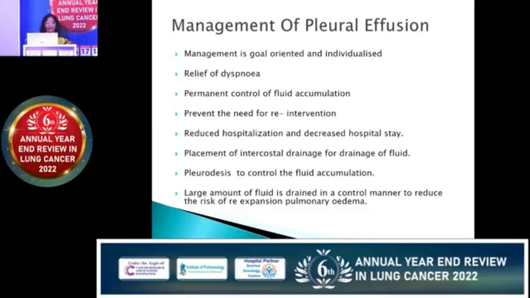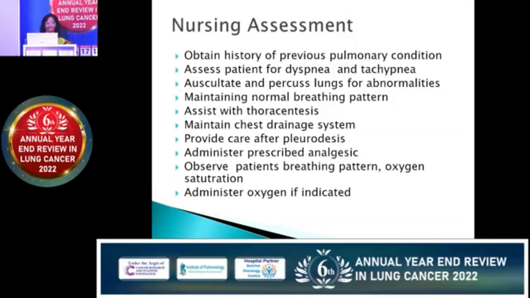Yeah. A large amount of fluid is drained in a controlled manner to reduce the risk of re-expansion pulmonary edema. Nursing assessment. Obtain history of previous pulmonary condition of the patient. Assess patient for dyspnea and tachypnea. Auscultate and percuss lungs for abnormalities. Maintaining normal breathing pattern. Assist for thoracentesis. Maintain chest drainage system. Provide care after pleurodesis.